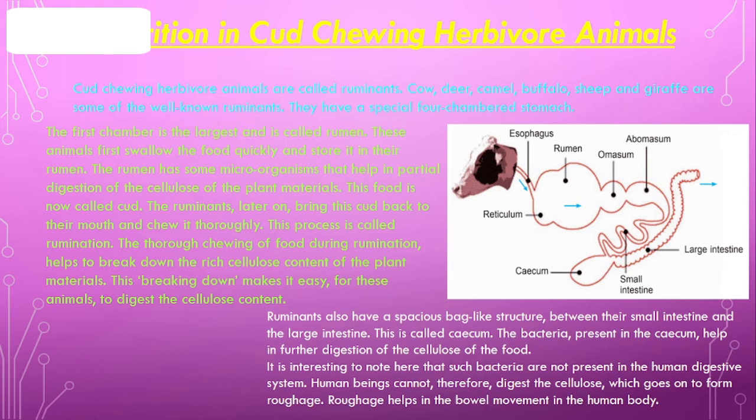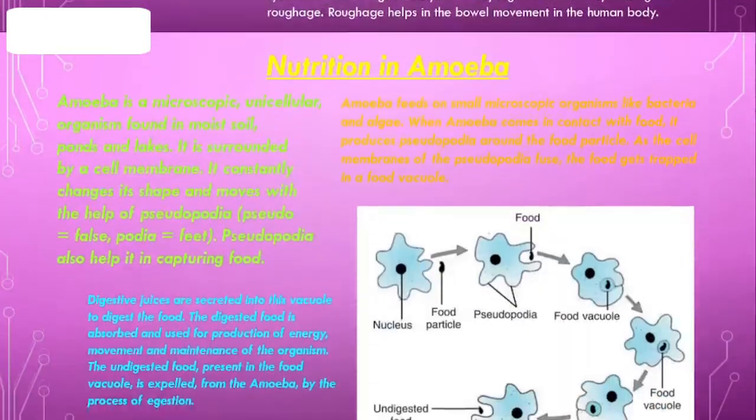This is called cecum. The bacteria present in the cecum help in further digestion of the cellulose of the food. It is interesting to note here that such bacteria are not present in the human digestive system. Human beings cannot therefore digest the cellulose, which goes on to form roughage. Roughage helps in the bowel movement in the human body.